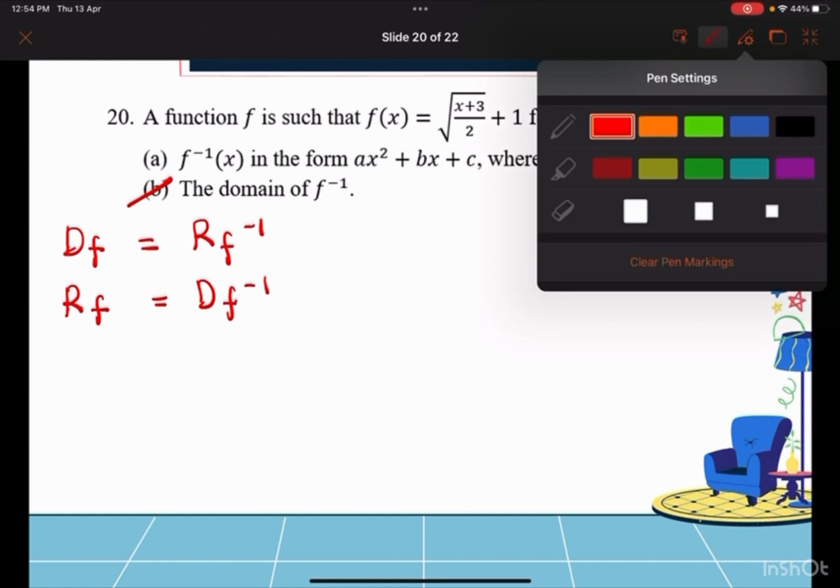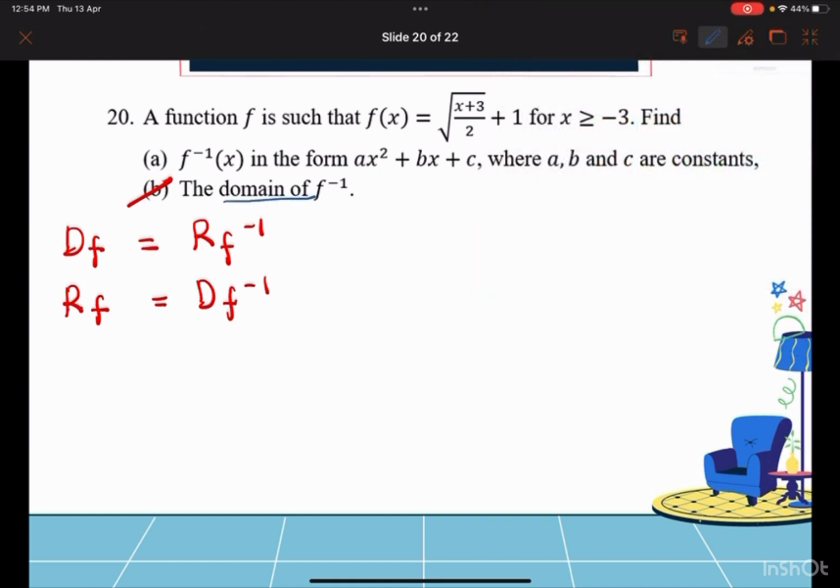Since the question asks you to find the domain of f inverse, we start by finding the range of f. Your f(x) can be written as the square root of (x plus 3) divided by 2, plus 1. Most of you know already, if you have a square root function, your range always starts from 0 and above. But when you add plus 1 to your function, it will shift up to a starting value of y equals 1 and above.